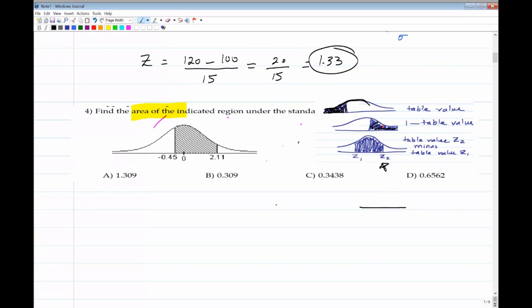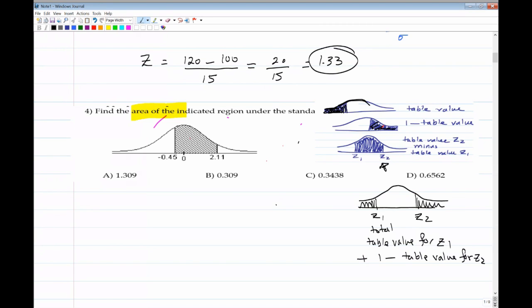There is another graph also. What happens if we have one on this side? Let's call it z1. And then you have another one on this side, which is called z2. So to find the area right here, that will be the total area, which is the table value for z1 plus 1 minus the table value for z2.